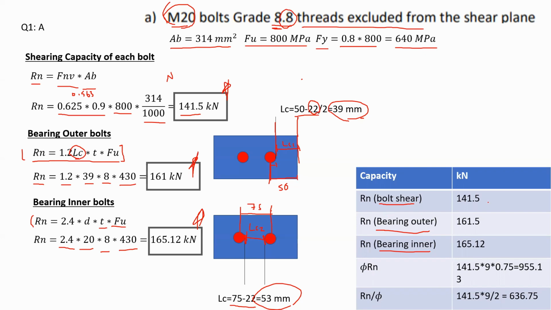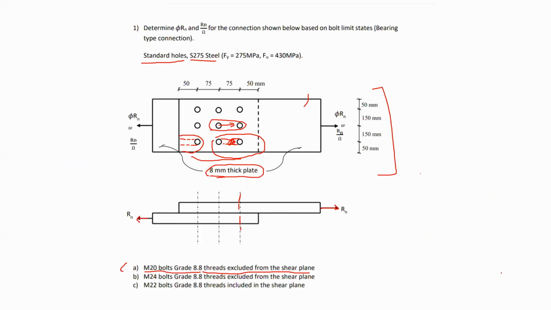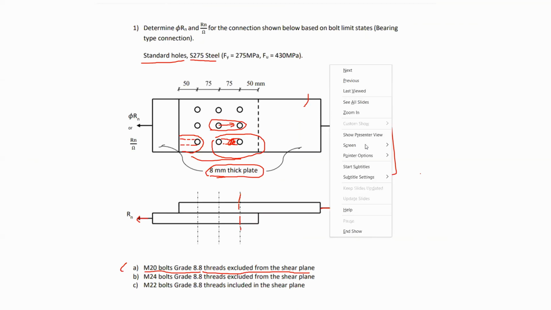okay, if we consider which one is going to be my capacity, obviously it will be the minimum value. So bolts in shear shows that it is the minimum or the least one with 141.5, and therefore I will say that this is going to be the capacity of all my bolts. And I will take phi Rn, or the factored capacity, 0.75, multiply it by the capacity of one bolt, 141.5, and lastly multiply it by 9 bolts, because in the problem I have 9 bolts as shown in here.